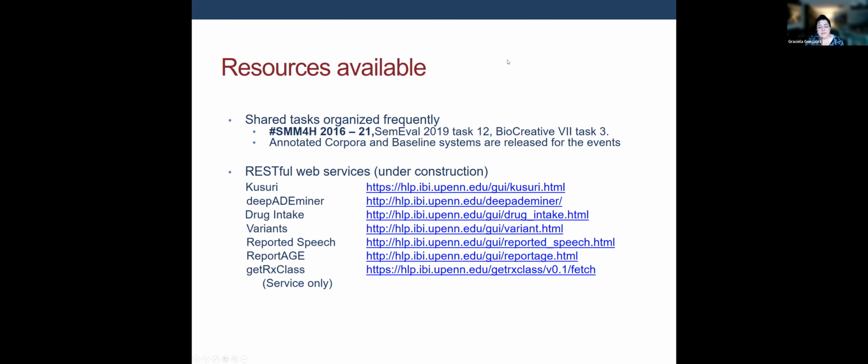Resources available. My center has made available many of these resources, annotated corpora through the SMM4H series of workshops, running since 2016 every year. So we still have those data sets available: SemEval 2019 Task 12, BioCreative 7 Task 3. We organize shared tasks on a regular basis. And we also have web services. Some of them are at different stages of release. Most of the ones that you see here are available and you can use them, and we welcome any use of all of this data.